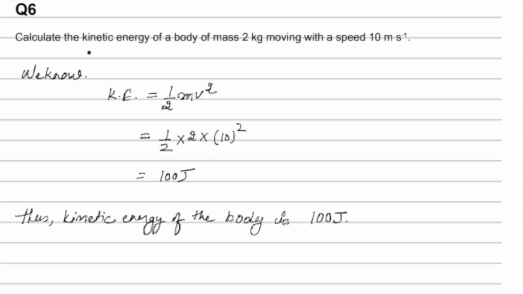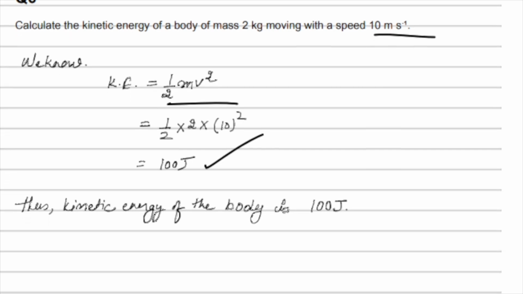Let's do this question. Calculate the kinetic energy of a body of mass 2 kg moving with a speed of 10 meter per second. So it's just a formula we need to use. And if you put the value, we'll get the answer as 100 joules. Let's go to the next question.